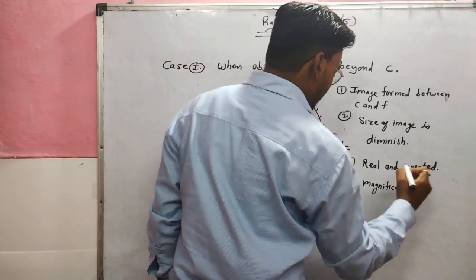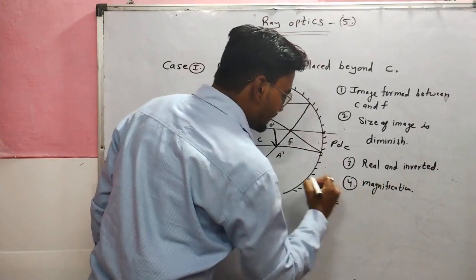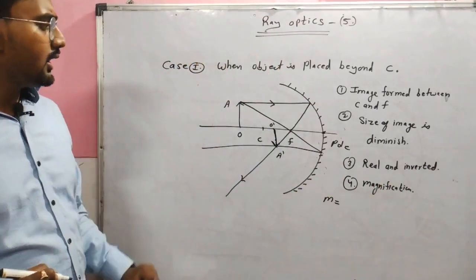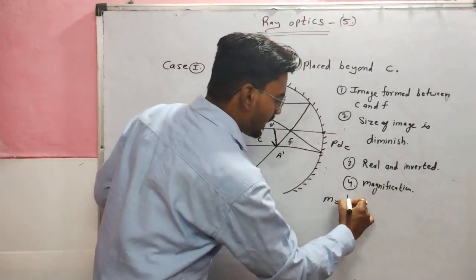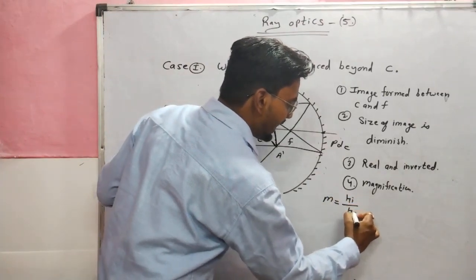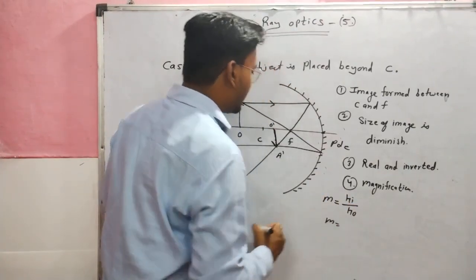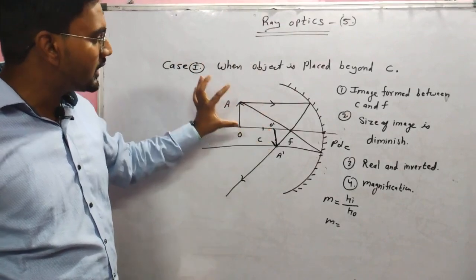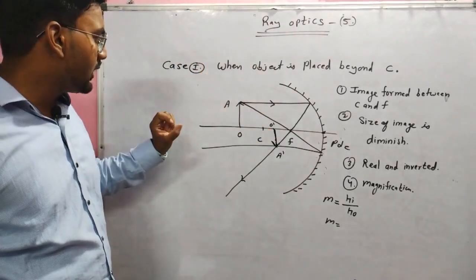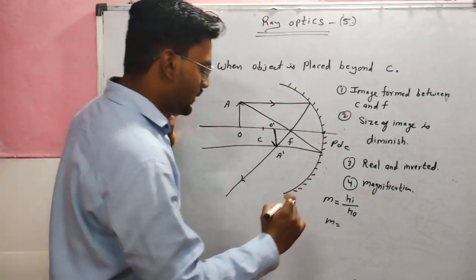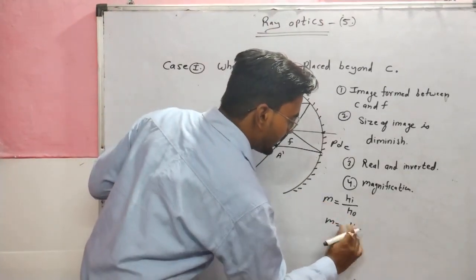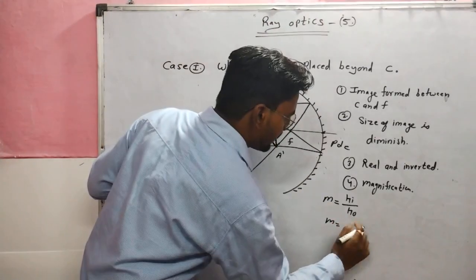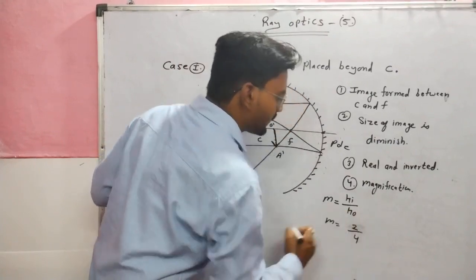What is magnification? Magnification is represented by small m, and the formula of magnification is height of image to the height of object. Okay, here we see that suppose the height of image is 2 cm and height of object is 4 cm, and we put height of image is 2 cm and height of object is 4 cm.